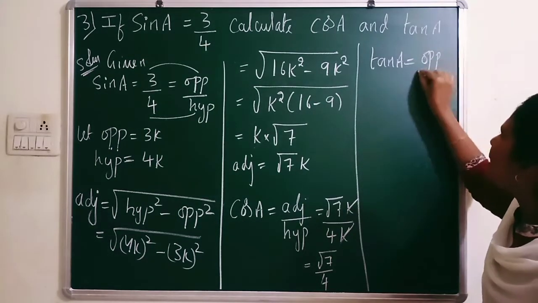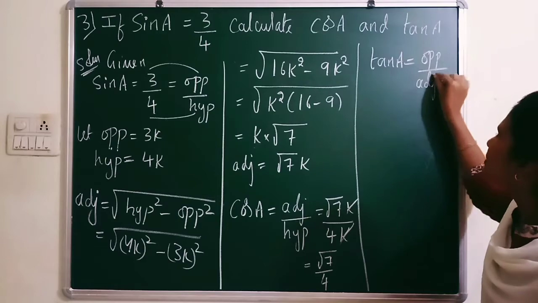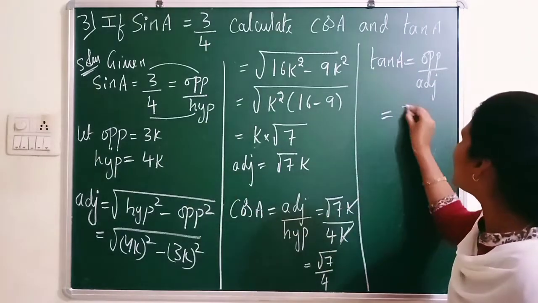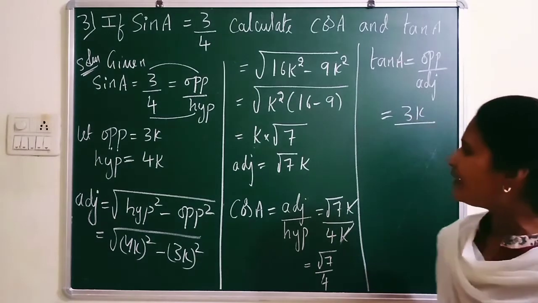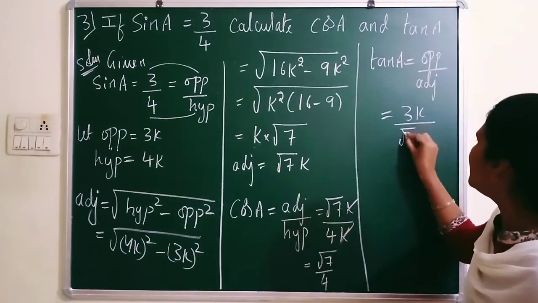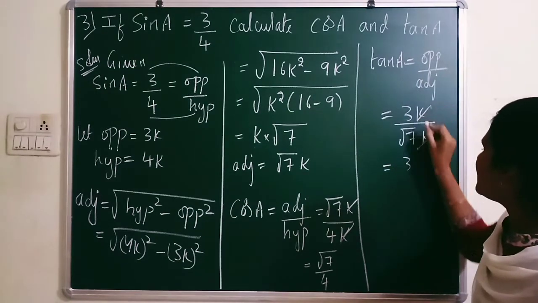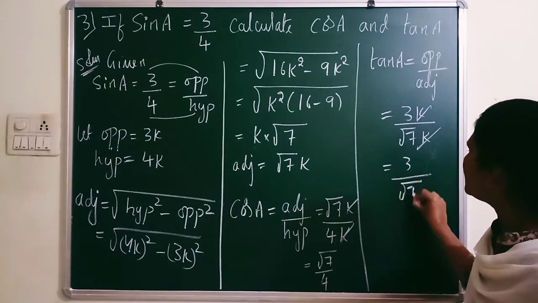Opposite by adjacent. So what do you have here? Opposite is 3k and adjacent is root 7k. So k and k get cancelled, again 3 by root 7.